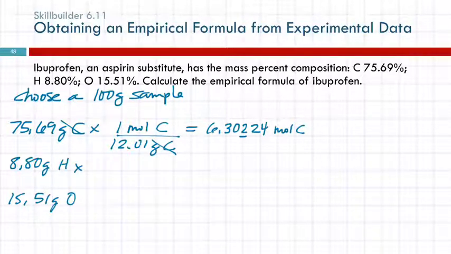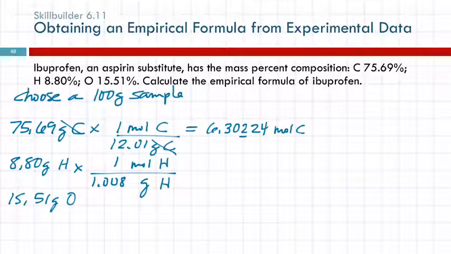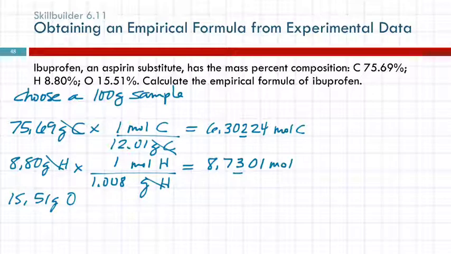For the hydrogen, I'm going to multiply by moles of hydrogen and divide by grams of hydrogen. 1 mole weighs 1.008 grams. So 8.8 divided by 1.008 is going to give me 8.7301 moles of hydrogen.